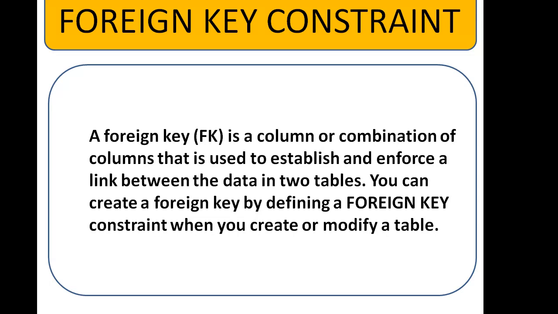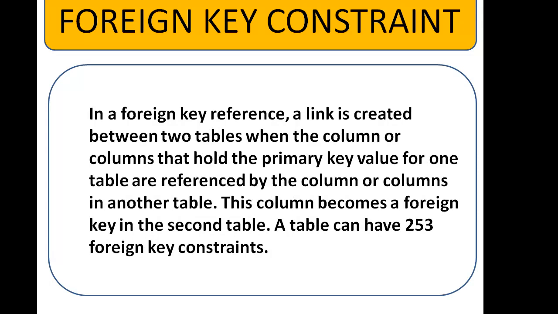So this is the origin of the data key. We can refer this data in some other table. In a foreign key reference, a link is created between two tables when the column or columns that hold the primary key value for one table are referenced by the column or columns in another table. So this is referential integrity between the two tables. In the primary table, we can have a primary key and we can have the same data in another table with a reference.